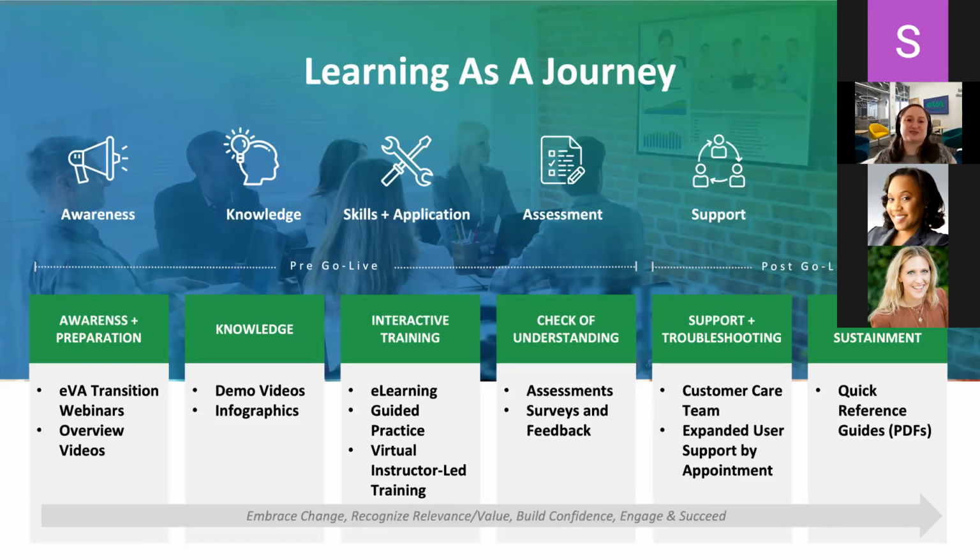So if we look at this graphic, kind of that top row there, we have different goals at different points. So starting with simple awareness. And I know there's been a lot of different communications out there about, first of all, this change is coming. People know to anticipate it. They're aware of the change. Certain knowledge about what is changing. Skills and application, that goes more into what does it mean for me? How do I apply these changes? What does it impact in my own workflow?